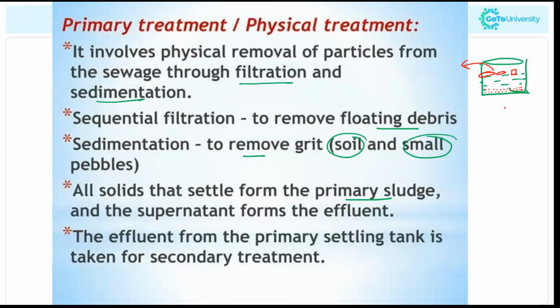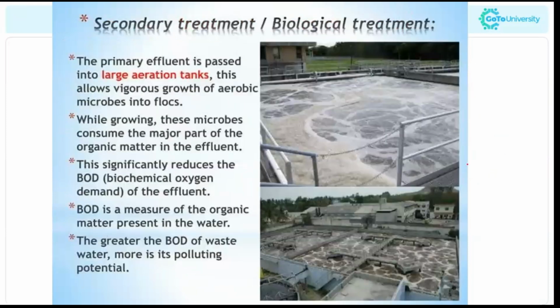So all the solids that settle form the primary sludge and the supernatant forms the effluent. This is the primary sludge and this is the effluent. Now the effluent from the primary settling tank is taken for the secondary treatment. Here we are taking the supernatant part.